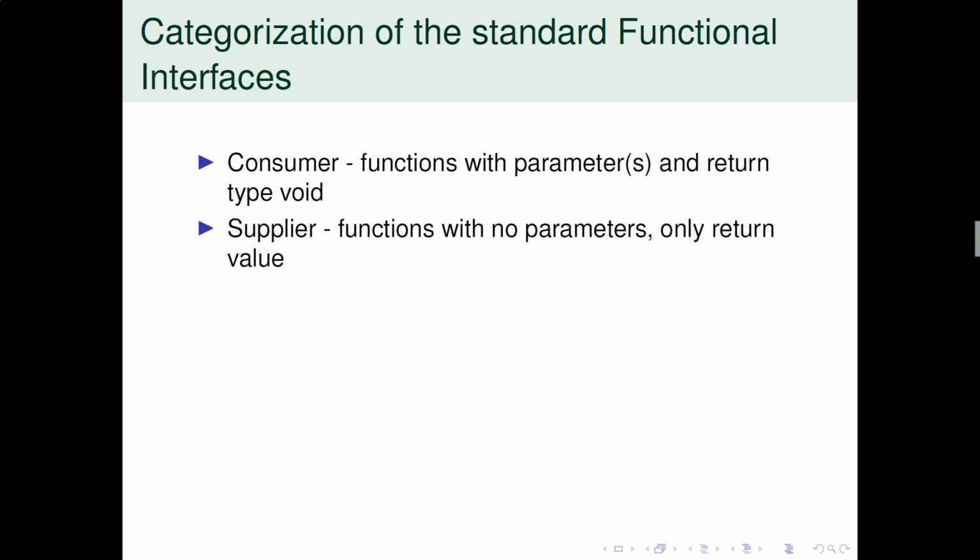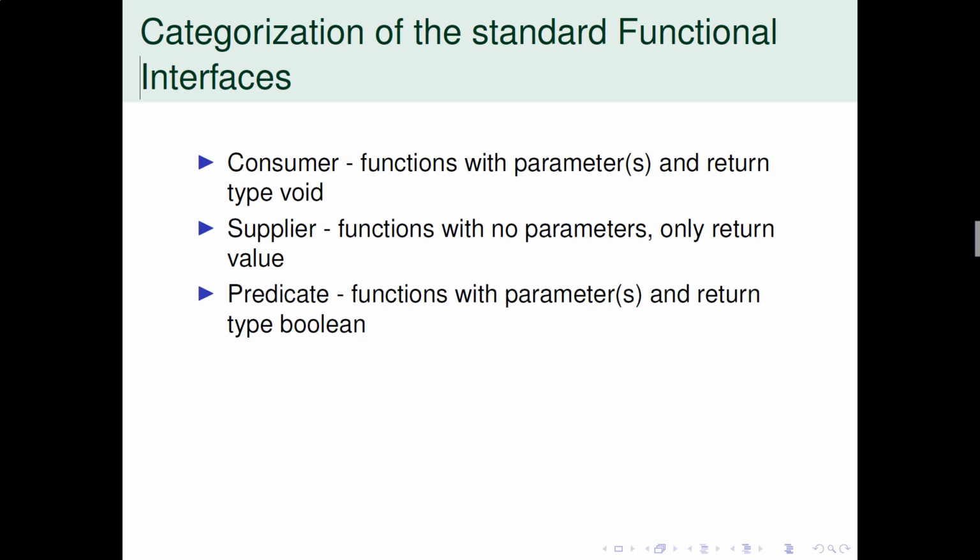Second category would be the supplier category. They don't take inputs, but they return a value. Zero input, but returning a value. The next category is a predicate, where the return type is Boolean. They take parameters but return a Boolean. So give inputs and it will just return true or false.